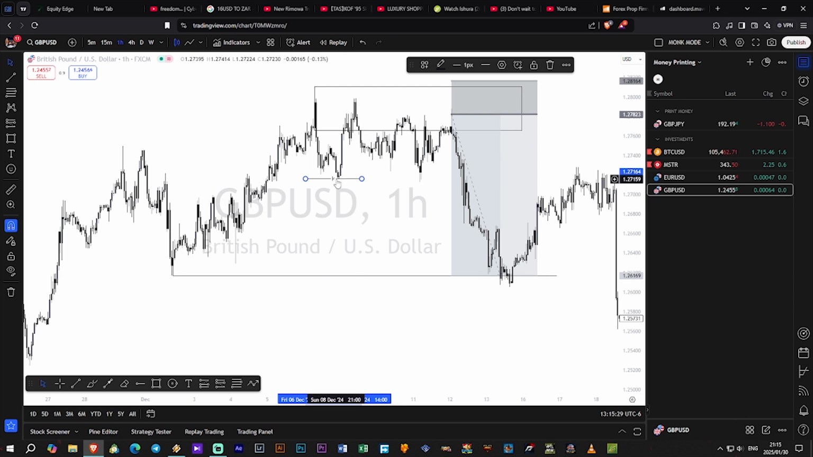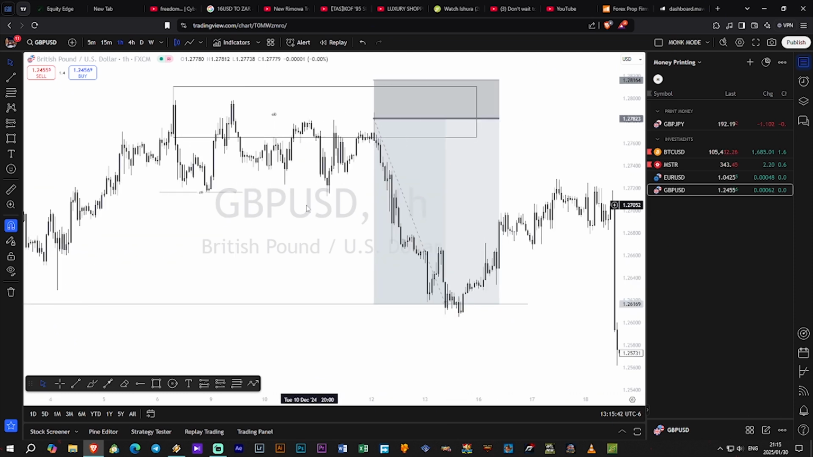I just want to type in CH. Yep, change of character. So then after that, I just need the market to reverse back to the order block, as you can see. So that's where I actually initially placed my order.